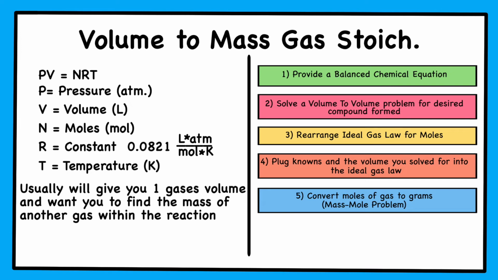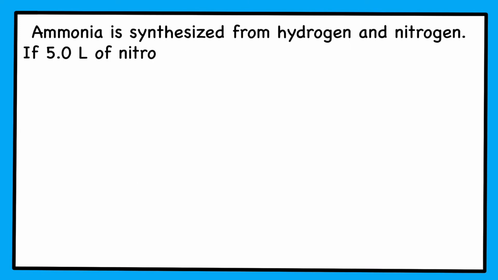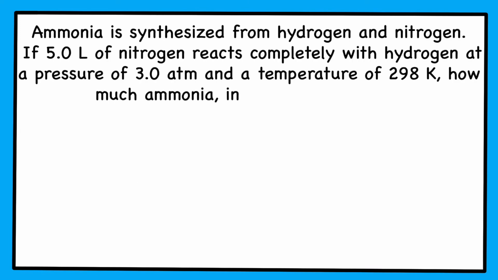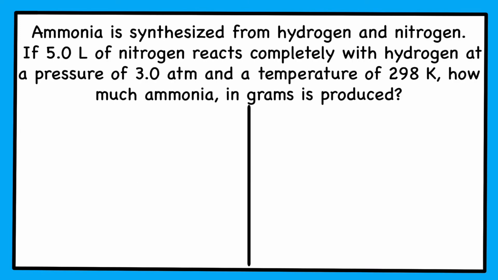Now, let's see a practice problem. Ammonia is synthesized from hydrogen and nitrogen. If 5 liters of nitrogen reacts completely with hydrogen at a pressure of 3 atmospheres and a temperature of 298 Kelvin, how much ammonia in grams is produced?